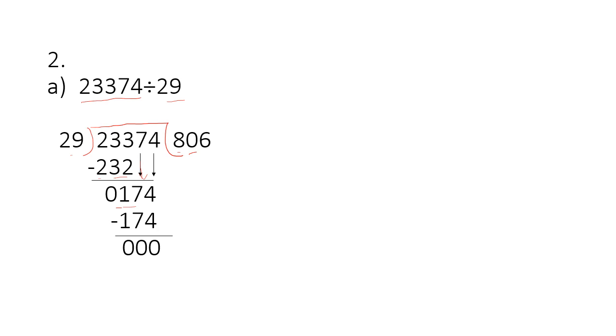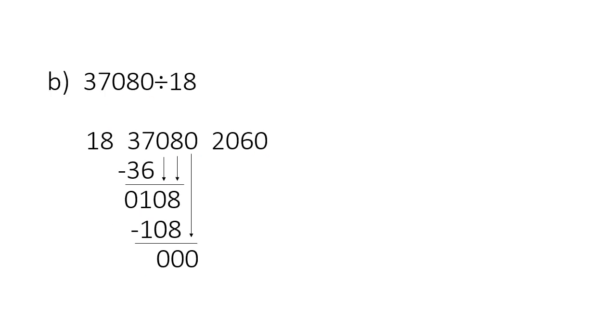Now our number is 174. 29 times 6 is 174. And after subtracting, we get the remainder 0. So our answer is 806. This is our answer which we get after dividing 23,374 by 29.